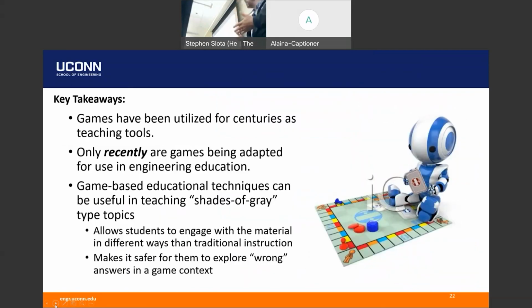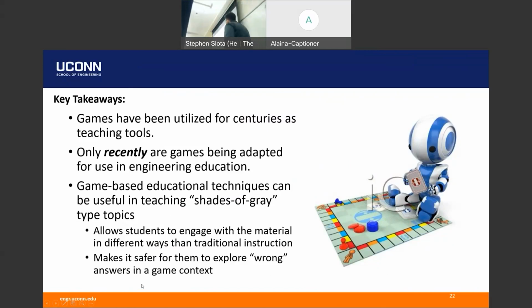So the key takeaways, right? Games have really been used for centuries as teaching tools. I don't need to say that in this particular audience, but only recently, really, are you seeing them being adapted for use in engineering education, right? I have a graph in a different talk: from 2000 on, every 5 years, the number of papers on games in education is going up and up and up. So this is a really interesting area in engineering education right now.